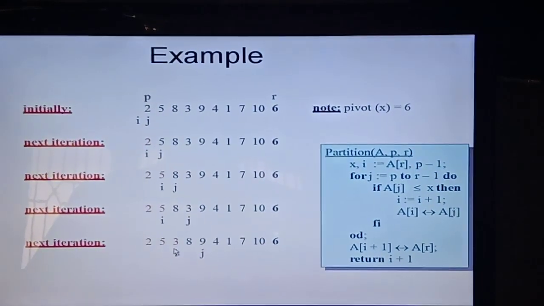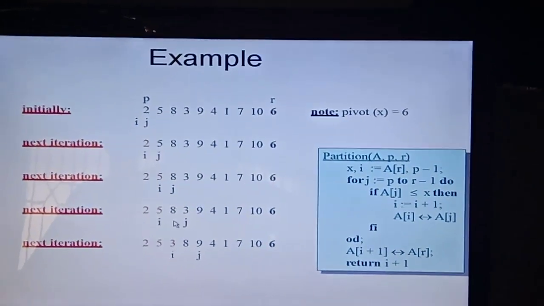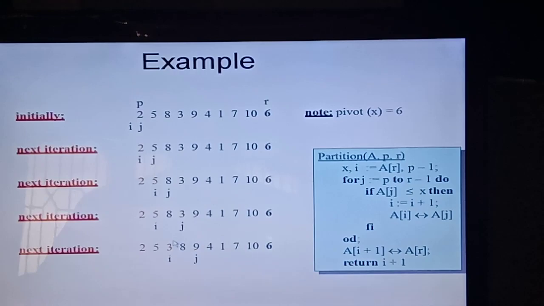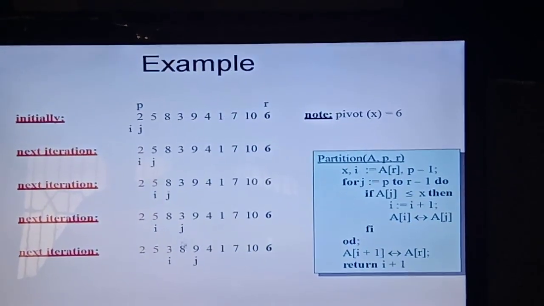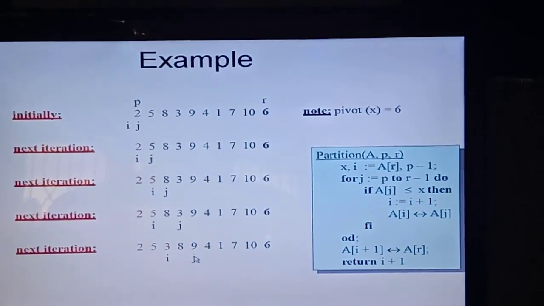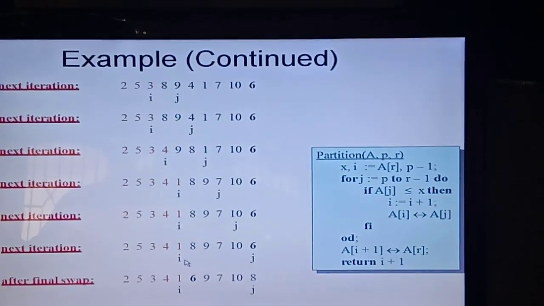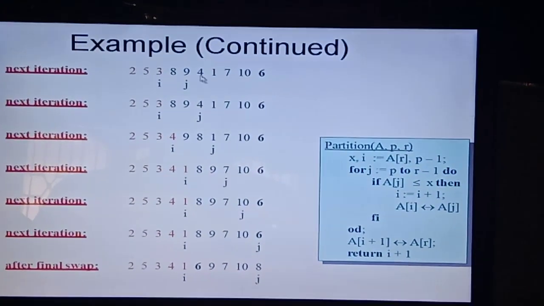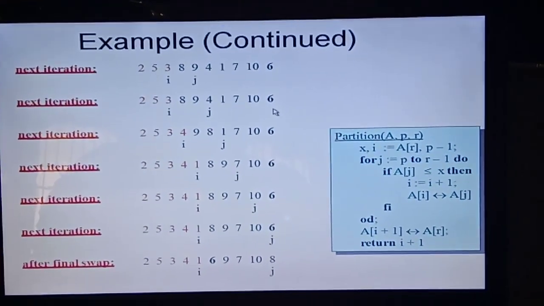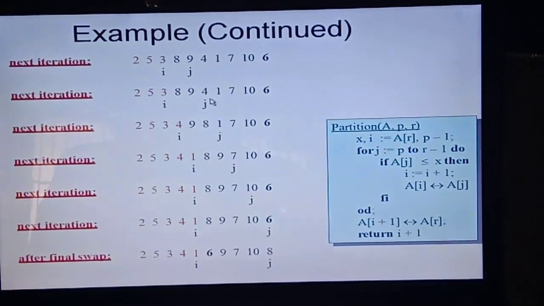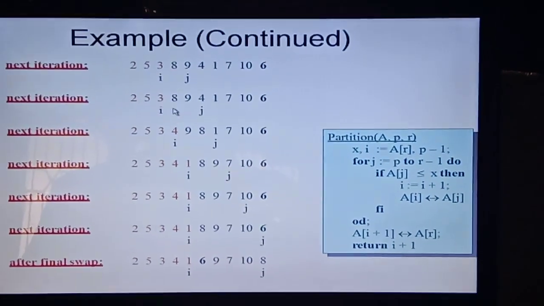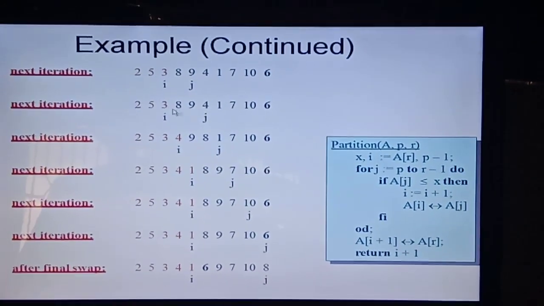So here the element is swapped: increment i to the 8th position, swap i with j, that is 3 goes to the 8th position and 8 comes to the jth position. In the next iteration j is moved but i remains the same. Here the condition is false, so no incrementation for i. Next j is moved to 4, and 4 is less than 6, so then swap 4 with 8. By incrementing, i comes to the 8th position and we swap element 8 with 4.